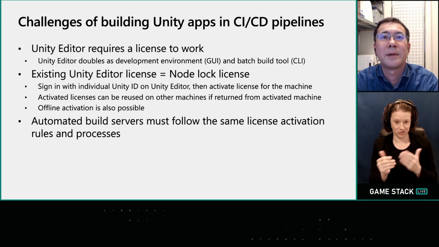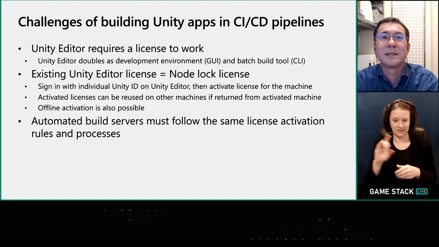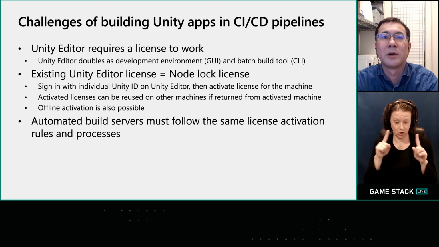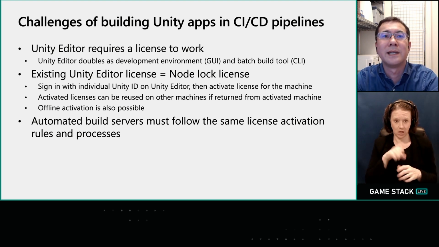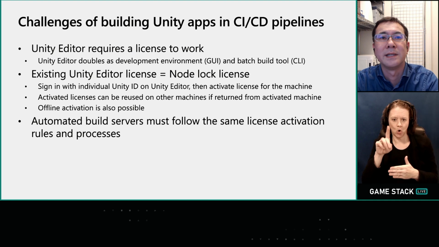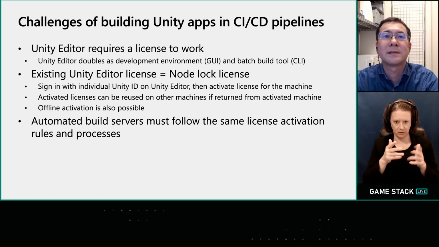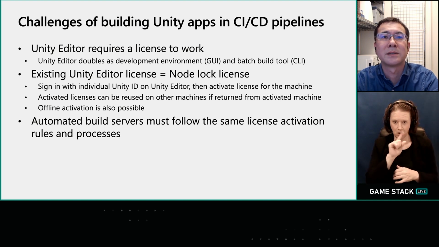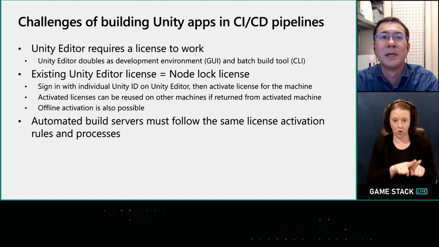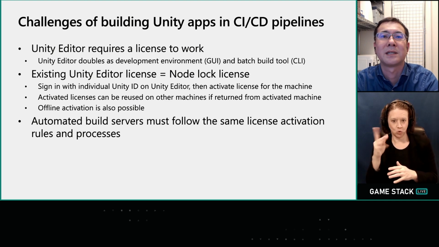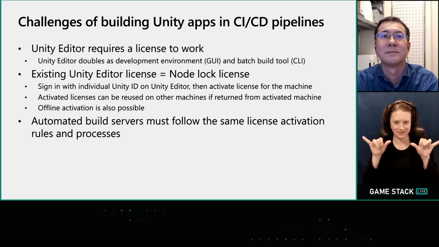I first talk about the license, which causes major challenges of building Unity apps in CI/CD pipelines. Unity Editor requires a license to work, and the existing license is not floating. You must assign a dedicated license to each build machine by signing in with Unity ID. Not only desktop workstations, but also automated build servers must follow the same license activation rules and processes.